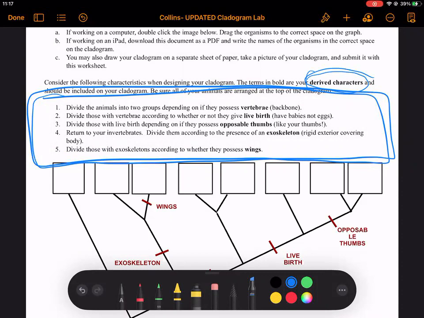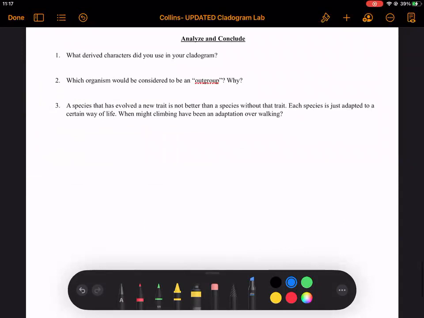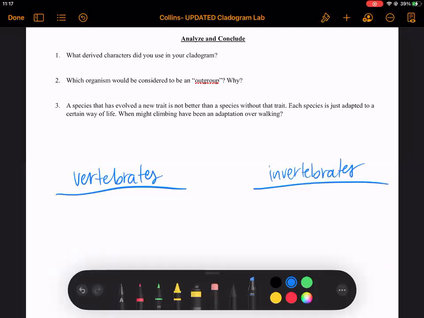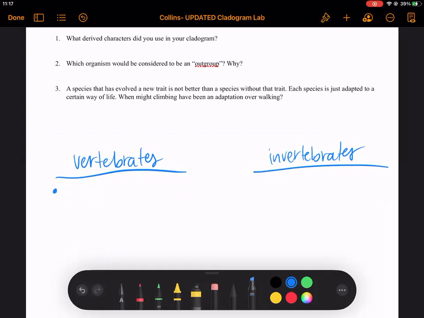Patients, I'll go up at the end of class, okay? I'm going to get us through this. So the first thing we had to do was divide the animals into 2 groups depending on if they possess vertebrae or backbones. So let's take a look at our list of organisms and divide them into groups of vertebrates and invertebrates. All right, someone tell me, what were my vertebrates in this example? Which organisms had vertebrae? Shout them out, put them in the chat.